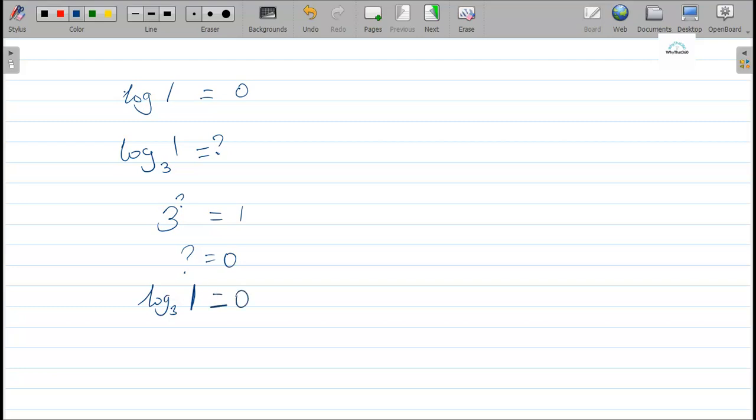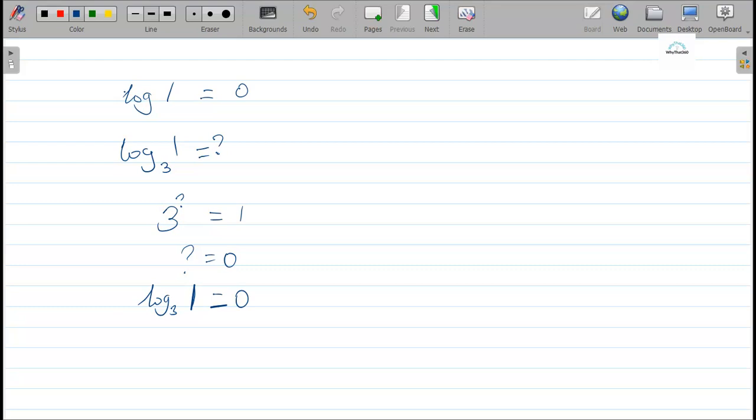So the log of 1 to any base is 0. Also, a log at the base can never be 0, and the base cannot be 1.